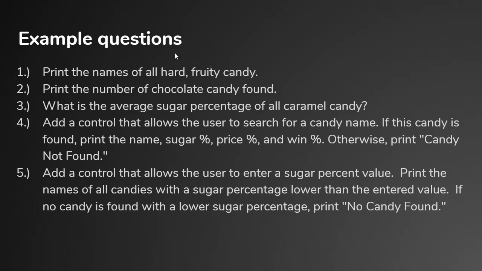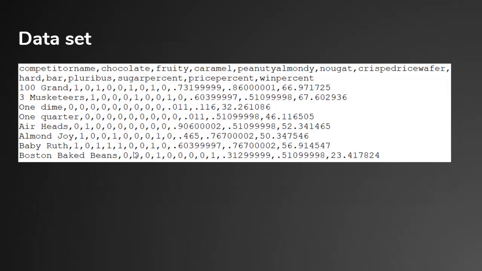Okay, so this is a nice little assortment of questions. The first question is just a filtering question. We only want to print the names under certain conditions. The second and third are accumulator type questions. Question 2 is asking a how many. Question 3 is asking an average. And then 4 and 5 are going to require us to read in additional user input before we process the file. All right. I'm going to go ahead and bring up our data set again.